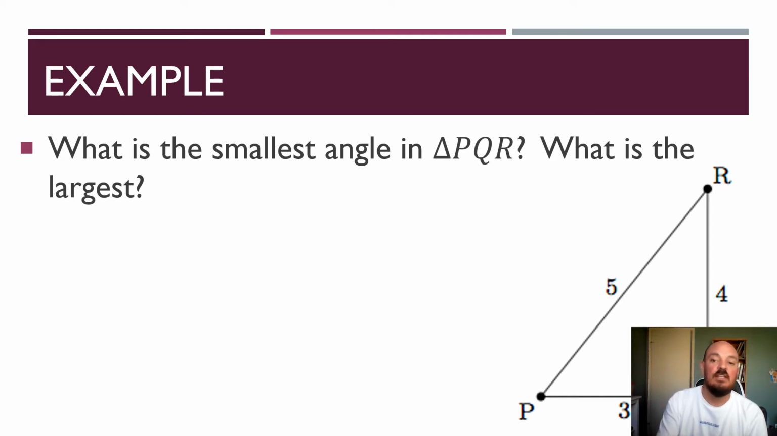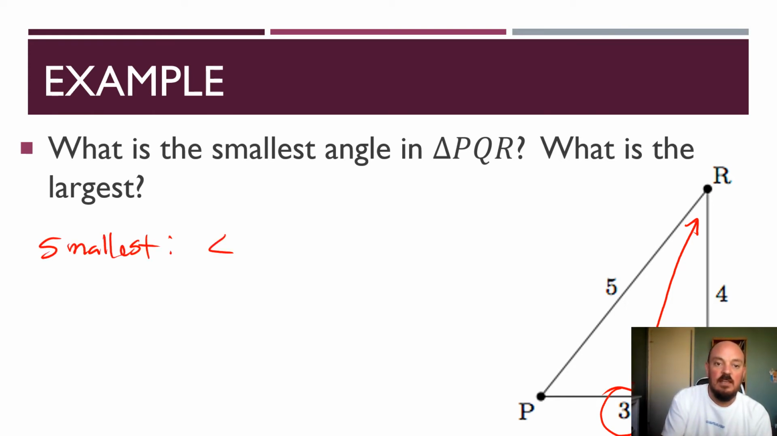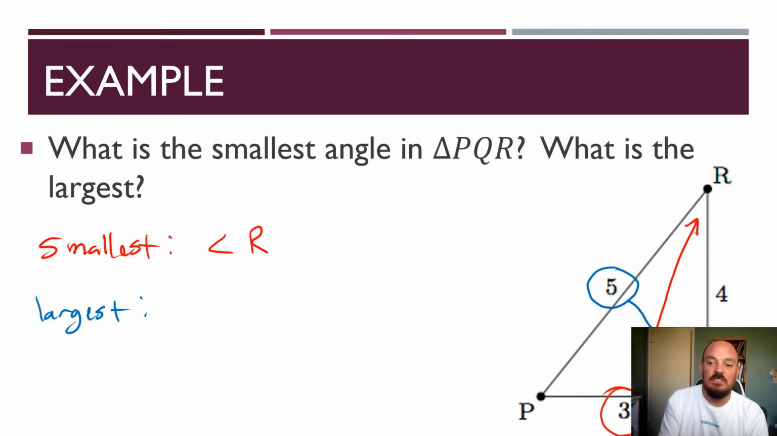If I want to find the smallest angle, I look and I notice I do know all of the sides. So I find the smallest side, and I say it needs to be opposite the smallest angle. So the smallest angle is angle R. Now let's do the same thing for the largest, because I also asked you to find the largest angle. So the largest angle, I'm going to find the largest side, which is the 5. I'm going to go opposite from it, and the answer is angle Q.